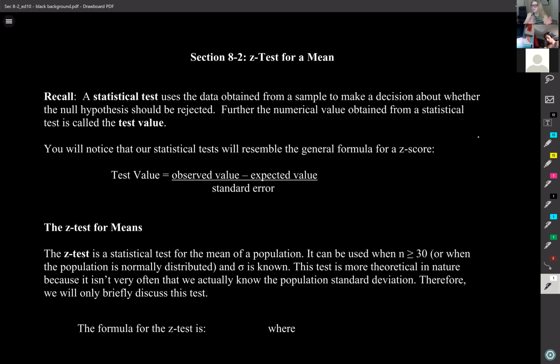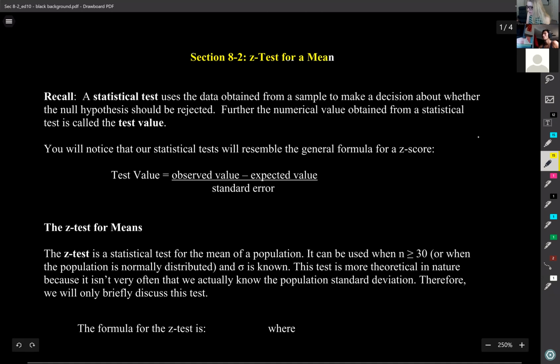Okay, section 8.2, z-test for a mean. Okay, so now we're going to use everything that we just talked about in the last section, and we're going to talk about what a z-test is and how to use everything we just learned in order to use a z-test and decide if we're going to reject the null hypothesis or not. Okay, so 8.2 z-test, and there's another type of test in here, but we'll get into that later.